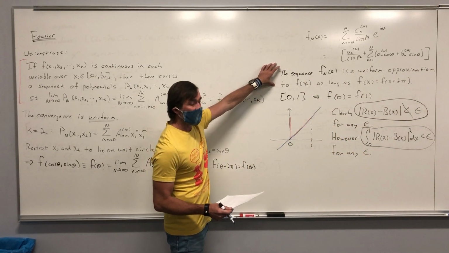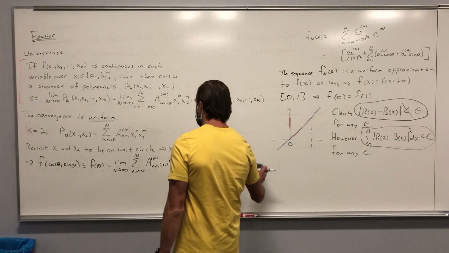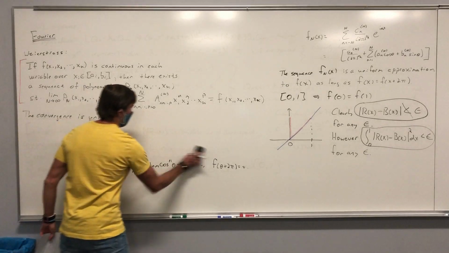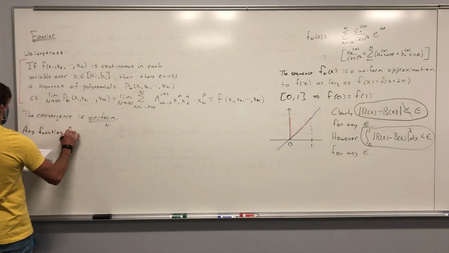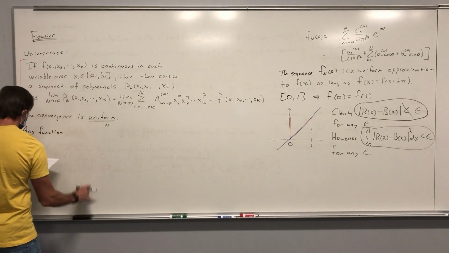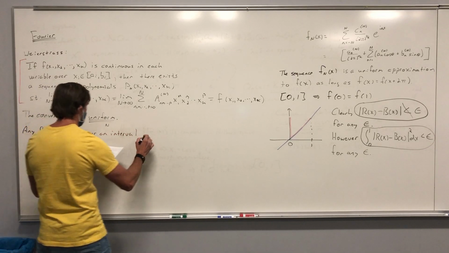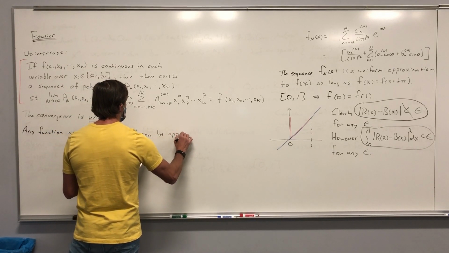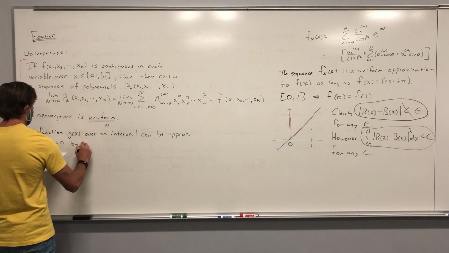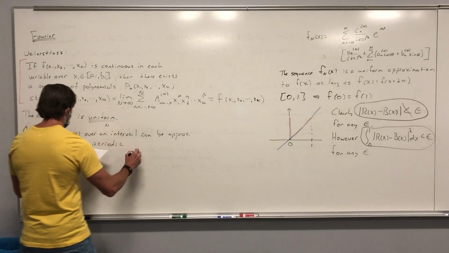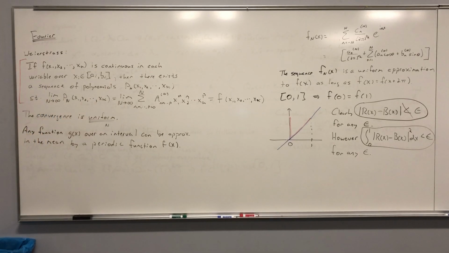But of course, this has an immediate implication for this. So what we can say is, any function g of x, not f of x, g of x over an interval can be approximated in the mean by a periodic function, which we'll call f of x, over the same interval.